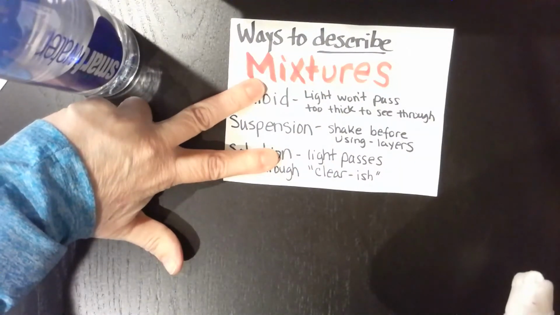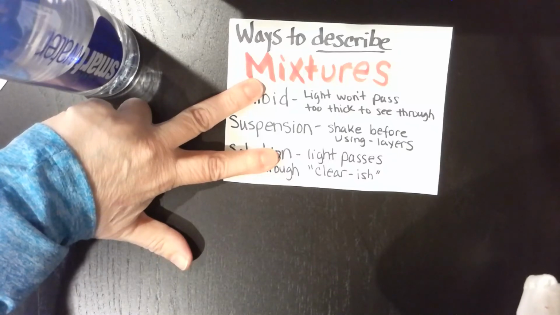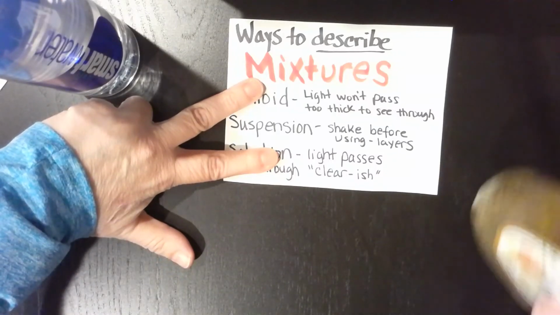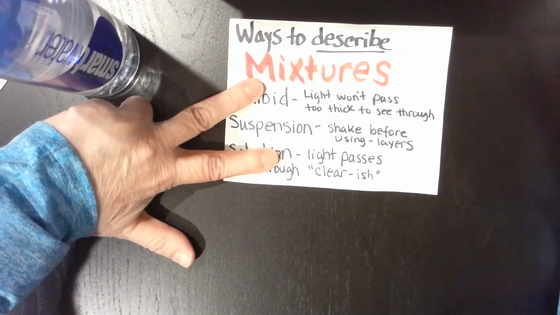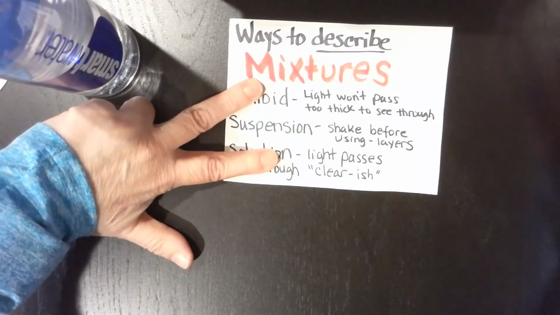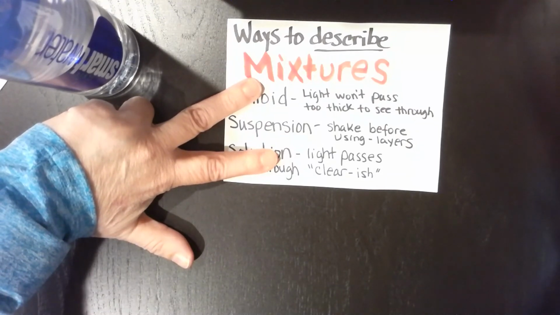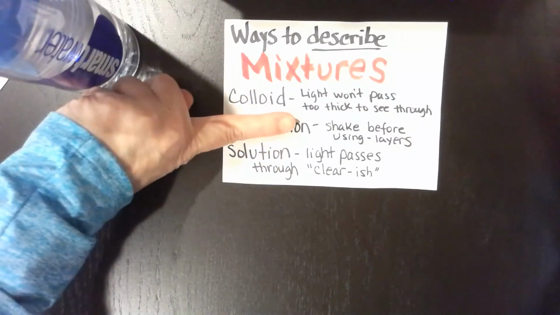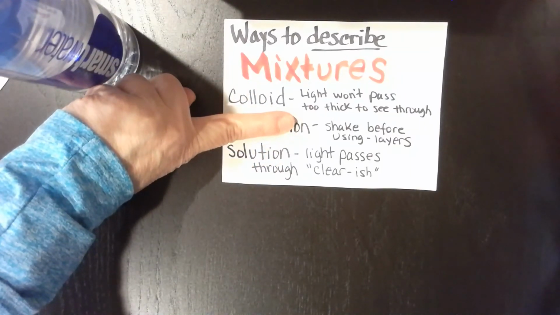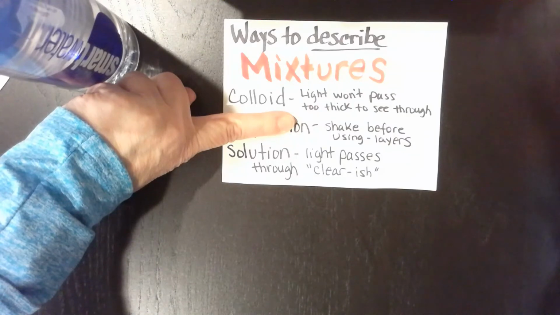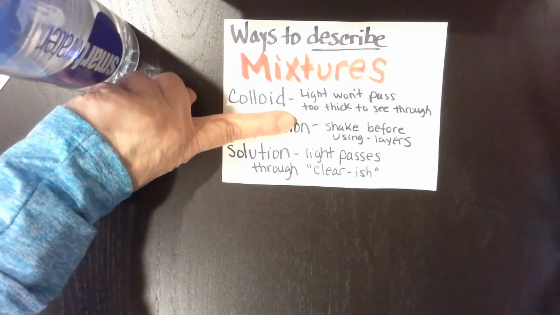basically says it can't be a colloid and it can't be a solution. If you have to shake it, it's automatically a suspension. Do not worry if it's a colloid or a solution. If you've got to shake it to enjoy it, it is a suspension. If you don't have to shake it to enjoy it, then you have to decide, does light pass through it or does it look clear-ish? Maybe it's got a light amount of color to it.